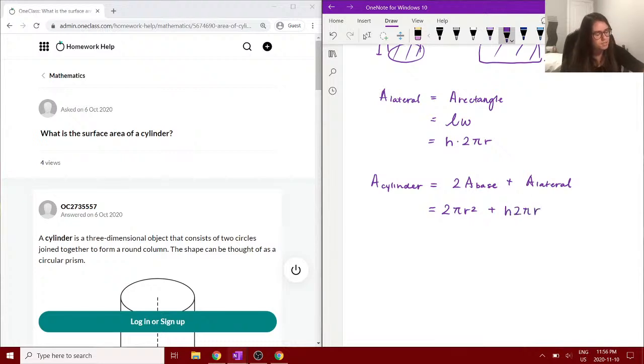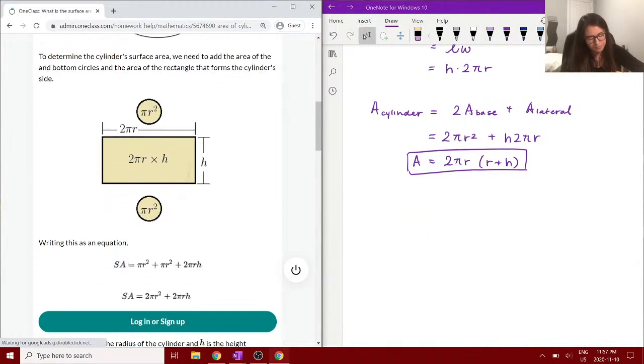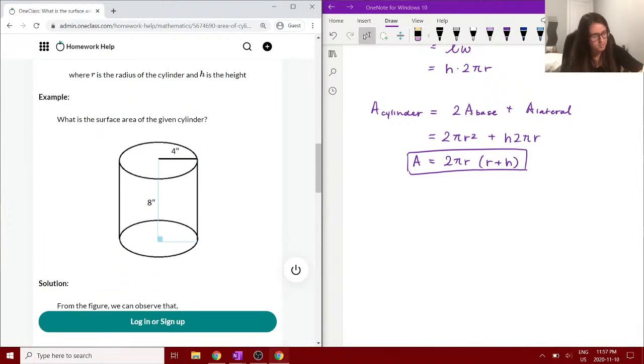Obviously, you can rearrange that. And if we factor out 2 pi and r, we get 2 pi r times (r plus h) as the area of the cylinder. That's the final answer. And I can also show an example, as they do here. They give us this cylinder. So let's look at that example.